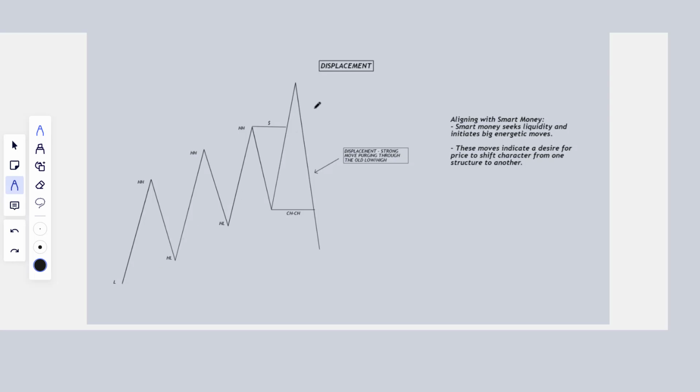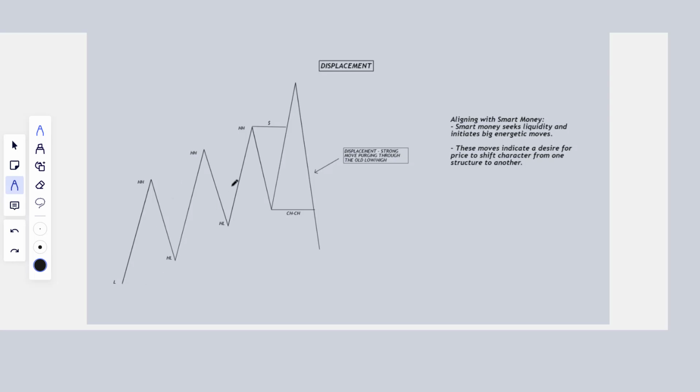And then for number 3, a displacement has to happen. We have to align ourselves with smart money. Smart money seeks liquidity and then initiates a big, energetic move. These moves indicate a desire for price to shift character from one structure to another.